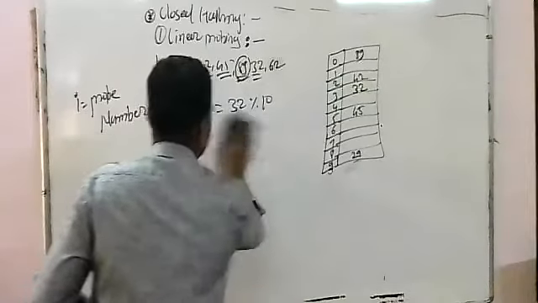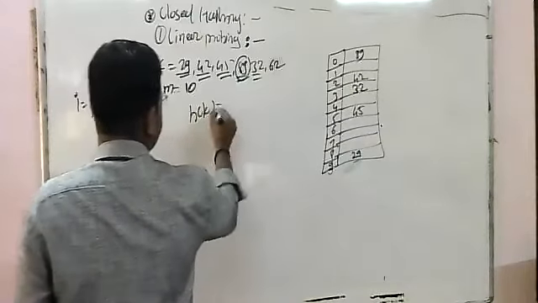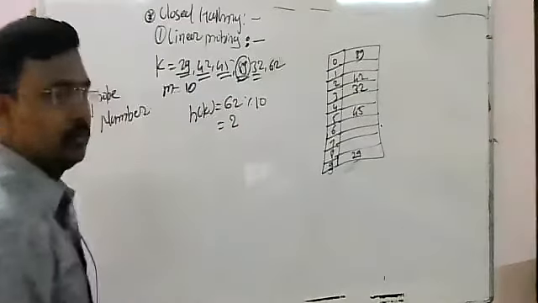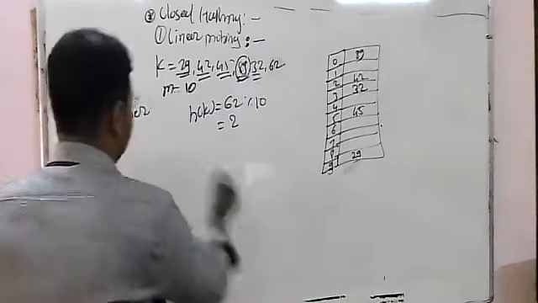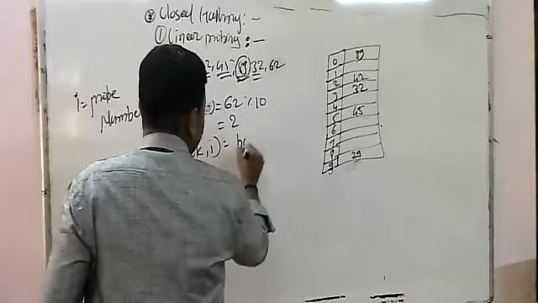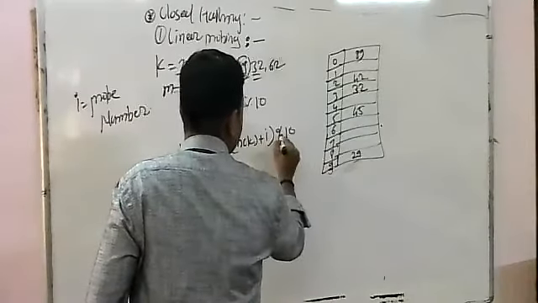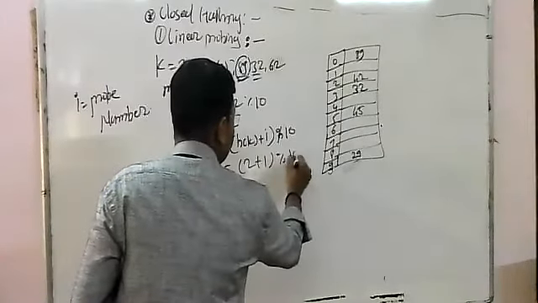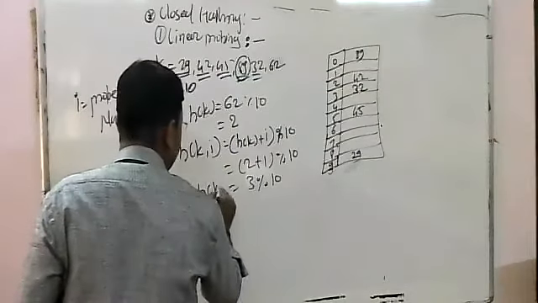Now for 62, see, H of k is equal to 62 mod 10 is equal to 2. Okay, right? 2 already value presented, right? Means H of k I is equal to H of k plus I mod 10. What happened? 2 plus 1 is mod divided by 10 is equal to 3 mod 10. Right? H of k of I.